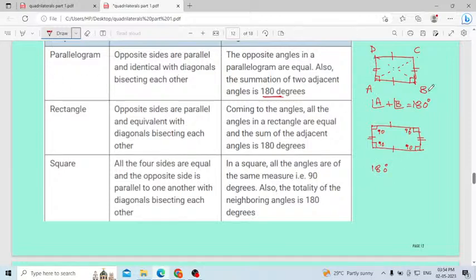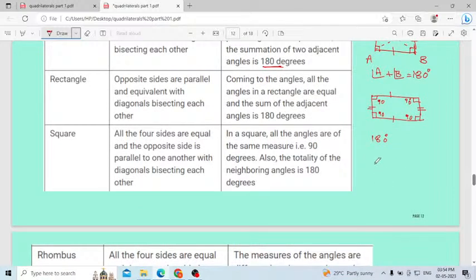But in the case of a parallelogram, not necessarily all the angles will be 90 degrees. The sum of adjacent angles is 180 degrees, but in the case of a rectangle, all the angles will be 90 degrees. That one you have to remember. Coming to the square, it will be easy for you. In the square also, all four sides are equal, and all the angles are 90 degrees. Here also, if you add any two adjacent angles, it is 180 degrees.